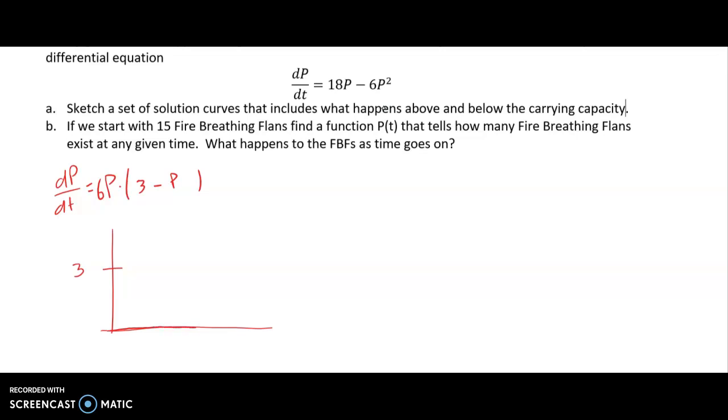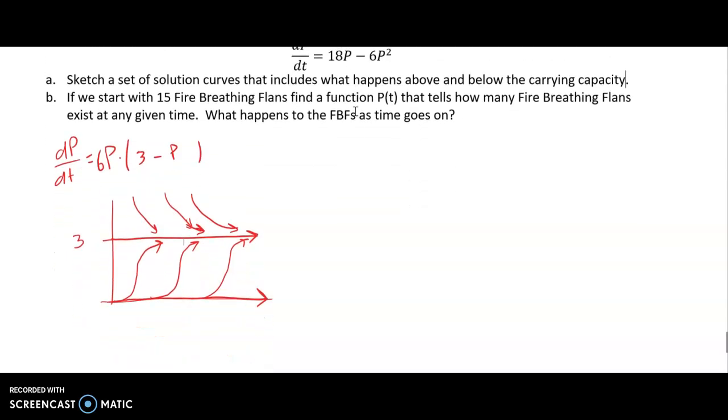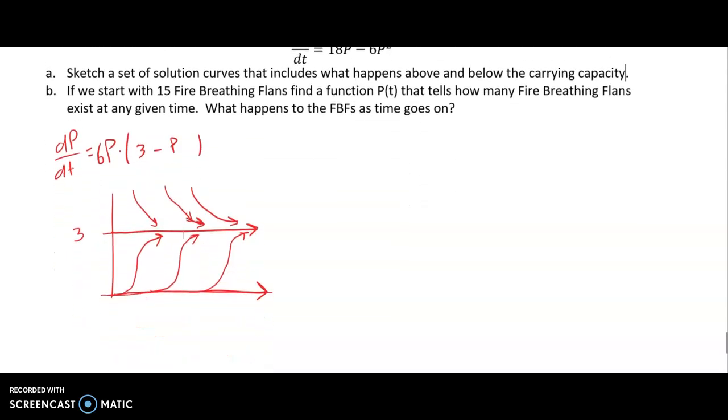So there would be a solution curve that goes like this along the t-axis. There's also going to be a solution curve that goes like this along the t-axis. I'm not going to get into the y in this particular question, but our other solution curves are going to go like that, and you should know that from the things that we've talked about. And they sort of asymptotically approach that carrying capacity. In this case, you can see the carrying capacity is 3. So I guess these new chameleons are super, super rare. All right, so that's part A.